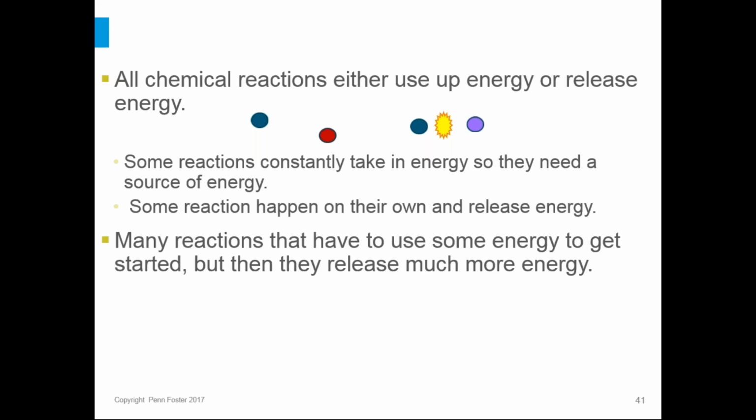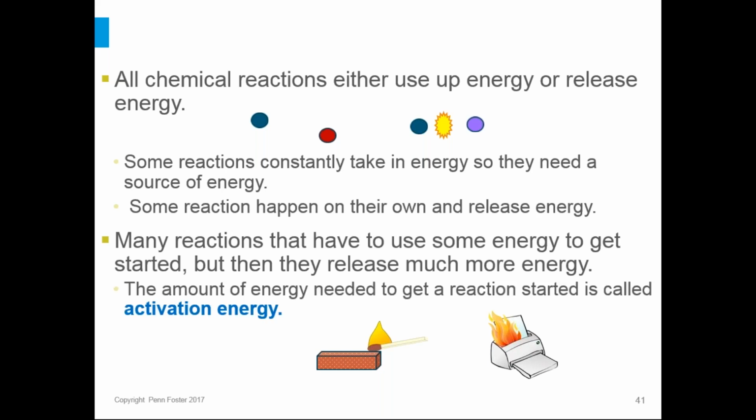An example that you would be familiar with would be burning. Okay, catching something on fire and burning it is a chemical reaction. So paper doesn't light on fire on its own. You first need a source of energy, such as striking a match, to get it started. But once that reaction is started, the fire can release much more energy than what was used to light it. The amount of energy needed to get a reaction started is called activation energy.